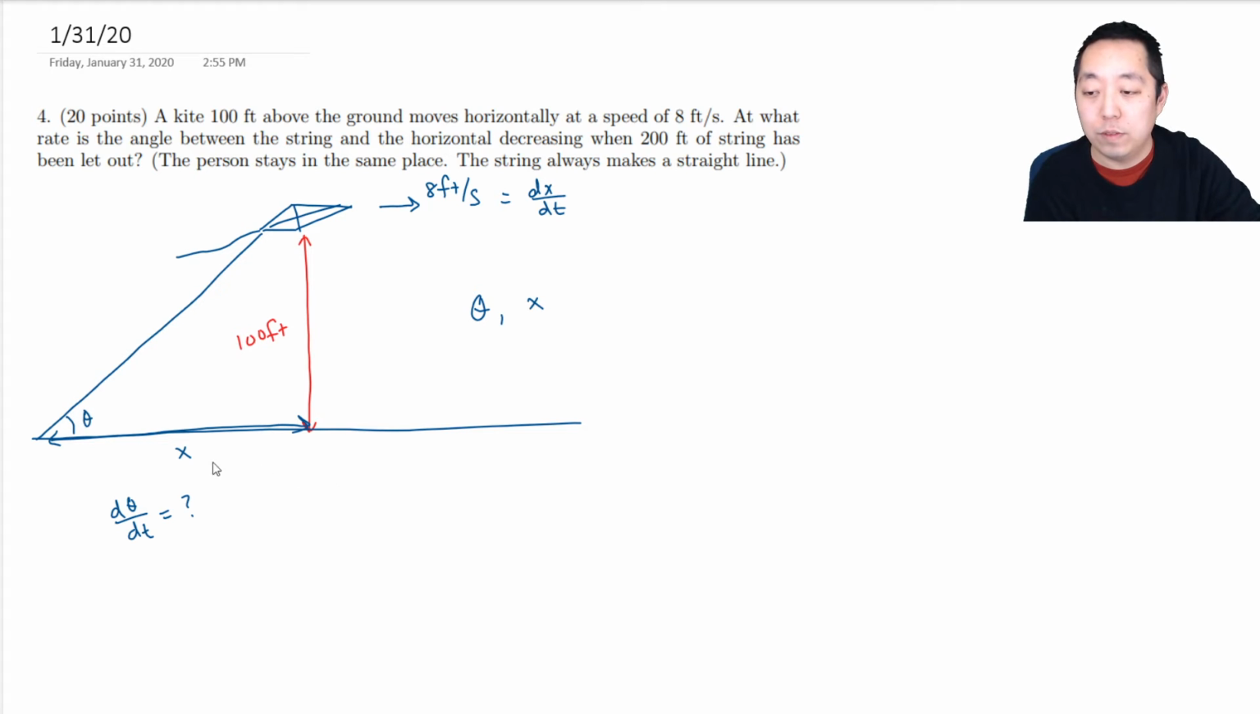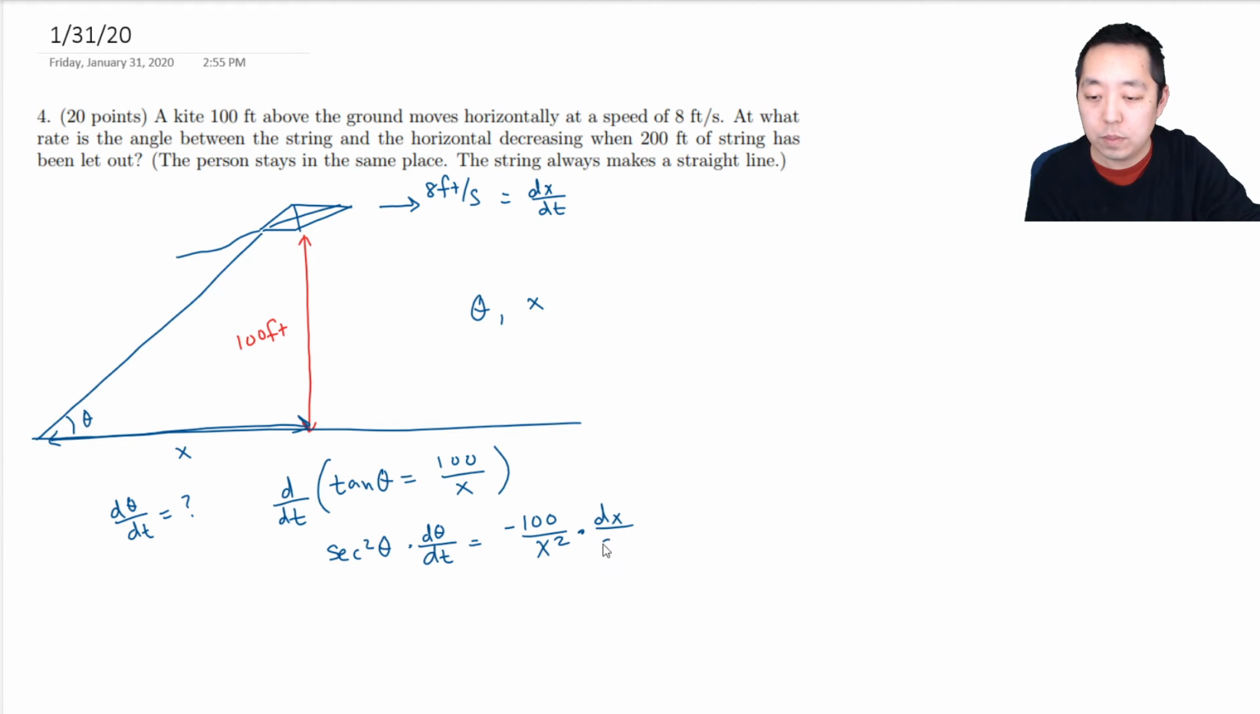So you think about it long enough, from this picture, I know that tangent of theta is opposite over adjacent. So then I can take the derivative of both sides of the equation with respect to time. Derivative of tangent is secant squared theta. Then by chain rule, I'm going to multiply by the derivative of the inside, times dθ/dt, is equal to the derivative of 1 over x, which is negative 1 over x squared. But by chain rule, because this is not t, I have to multiply by the derivative of x, which is dx/dt. Okay. So now I can solve for dθ/dt.